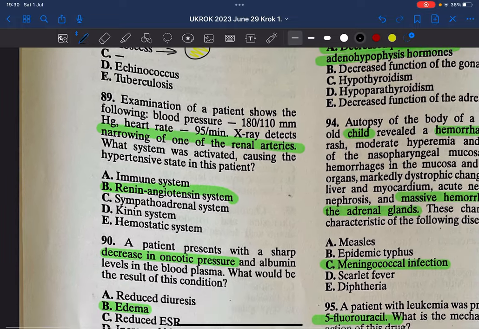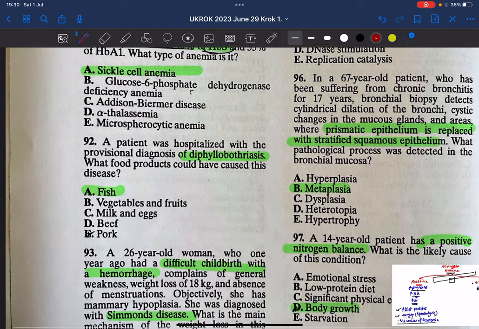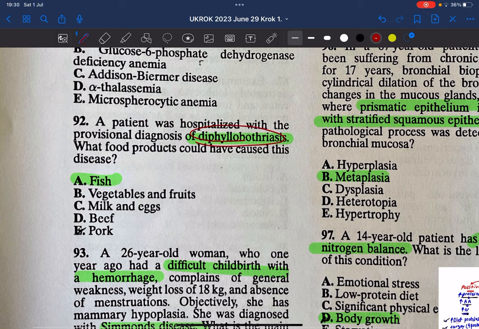Next, we have a question about sickle cell anemia, about whether we have erythrocytes with hemoglobin S. We also have a new question about diphyllobothriasis. This is a parasite that is transmitted by fish, and it can cause anemia. Also, another Krok question.